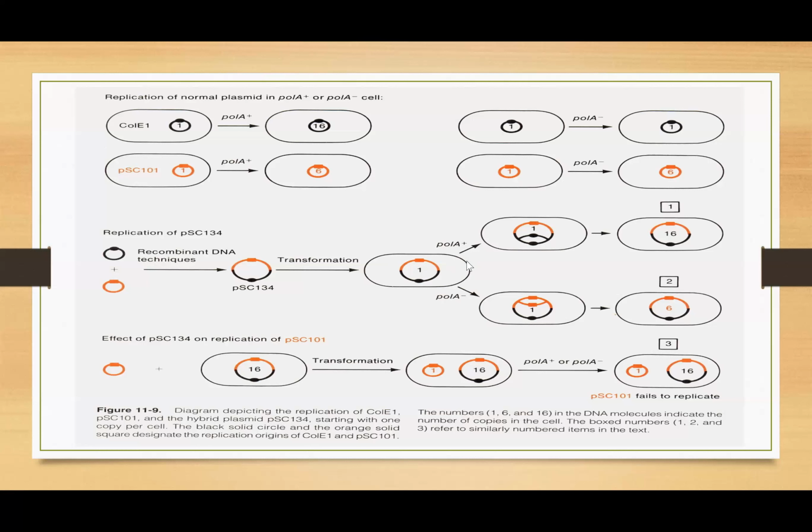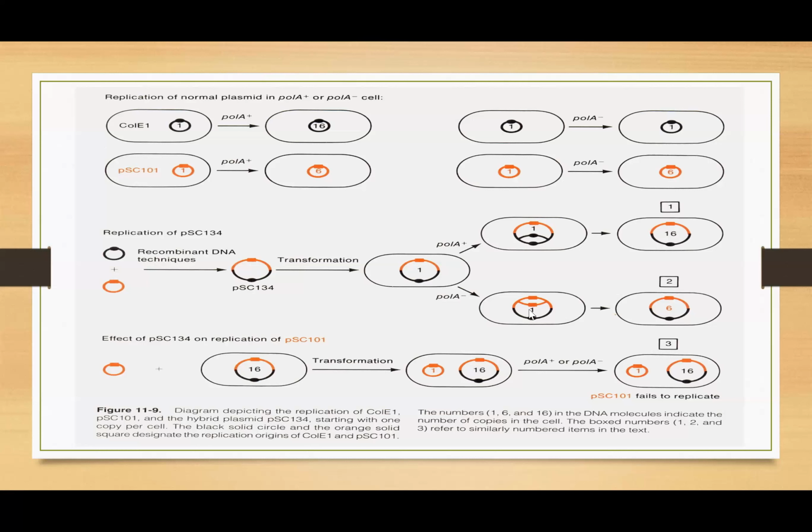So when this fused plasmid was moved into a normal cell, it is utilizing the origin of DNA replication of this plasmid, called E1, which is a high copy number plasmid, and it requires a higher amount of repressor to inhibit its replication. So this replication continues, and you see 16 copies of this fused plasmid in a cell.